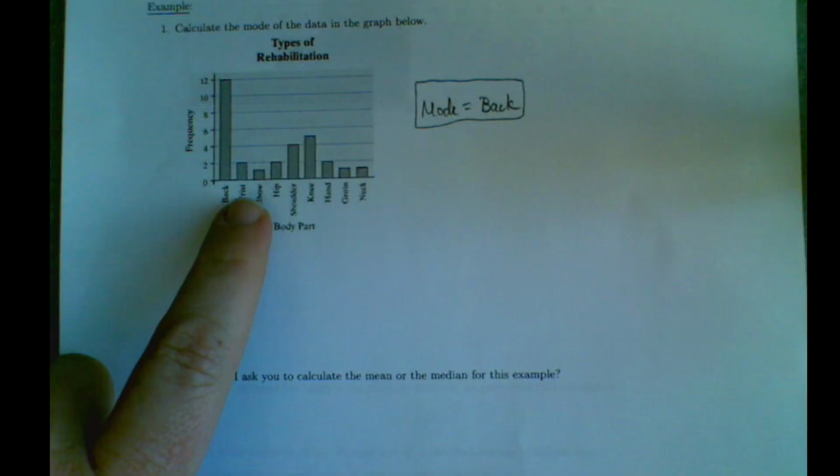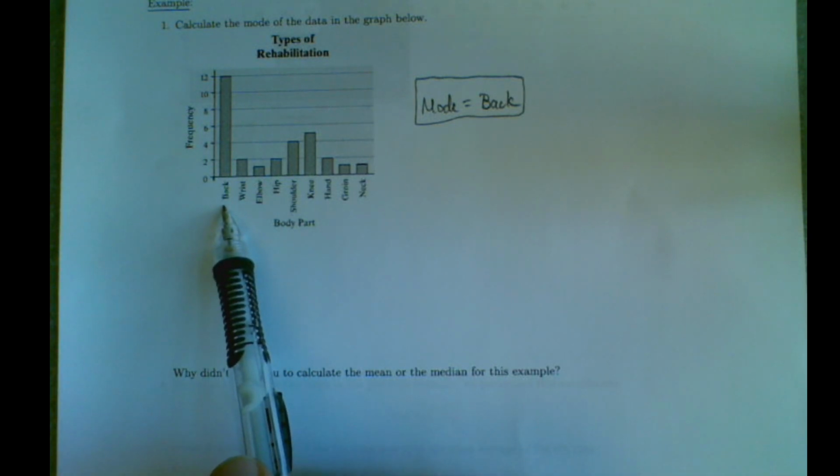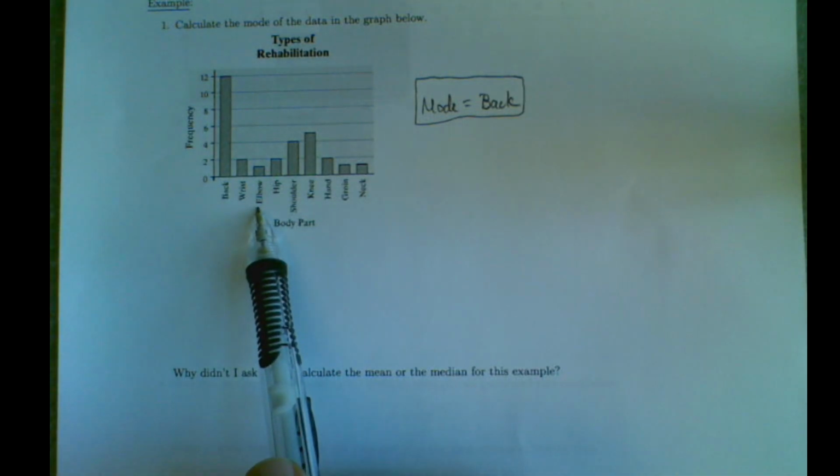Now, why didn't I ask you to calculate the mean and the median for this example? So you should maybe reflect on that a little bit. But the reason that I didn't is because this is a categorical data set. You can't compute the mean or the median for this. If you think about what the raw data would look like, it would look like a list of injuries, back, wrist, elbow. There would be 12, in total there would be 12 backs listed, and 2 wrist injuries listed, and 1 elbow injury listed, and 2 hip injuries listed, and so forth, right?